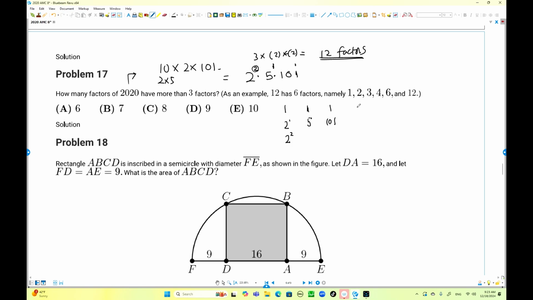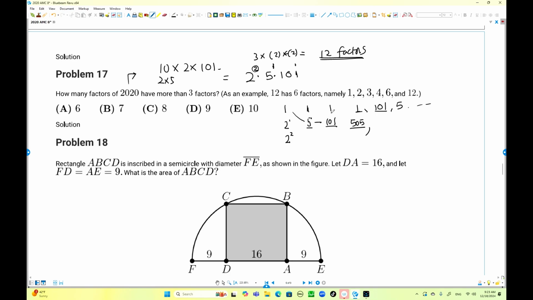1 times 1 times 1, 1 times 1 times 101. This is all right. Only 2 factors, right? This is only 1. This is 1 and 101, okay? And 1 times 5, that's 5. You can find over here, okay? But if you choose this way, 5 and 101, that is 1 plus 1 is 2, 1 plus 1 is 2, right? That is 4 factors there, okay? So 5 times 101 is 505, which has 4 factors.